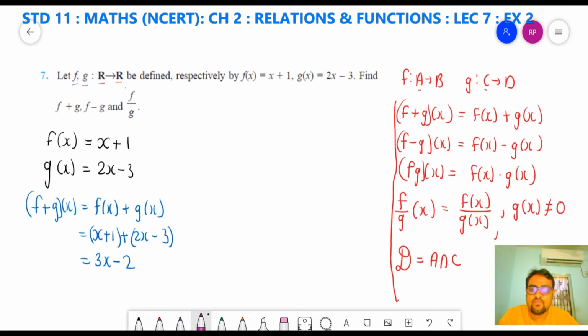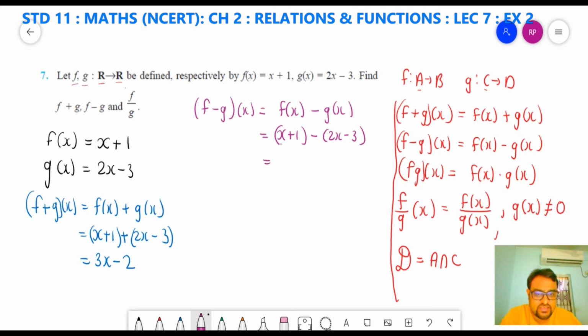Next, (f minus g)(x). We have to find out this function. This will be equal to f(x) minus g(x). So x plus 1 minus (2x minus 3). So x minus 2x will be minus x, and 1 minus minus 3 is 1 plus 3, which will be equal to 4. So this will be equal to 4 minus x. This is (f minus g)(x).